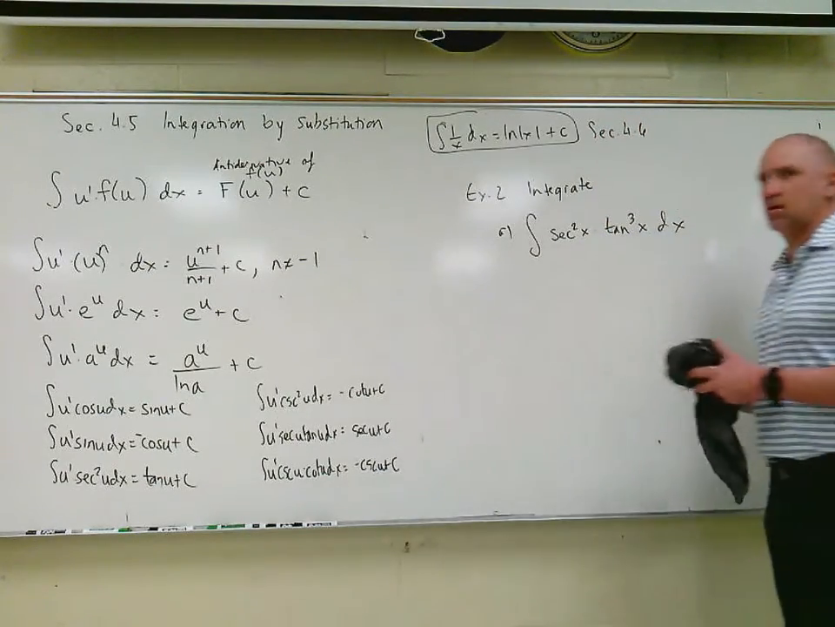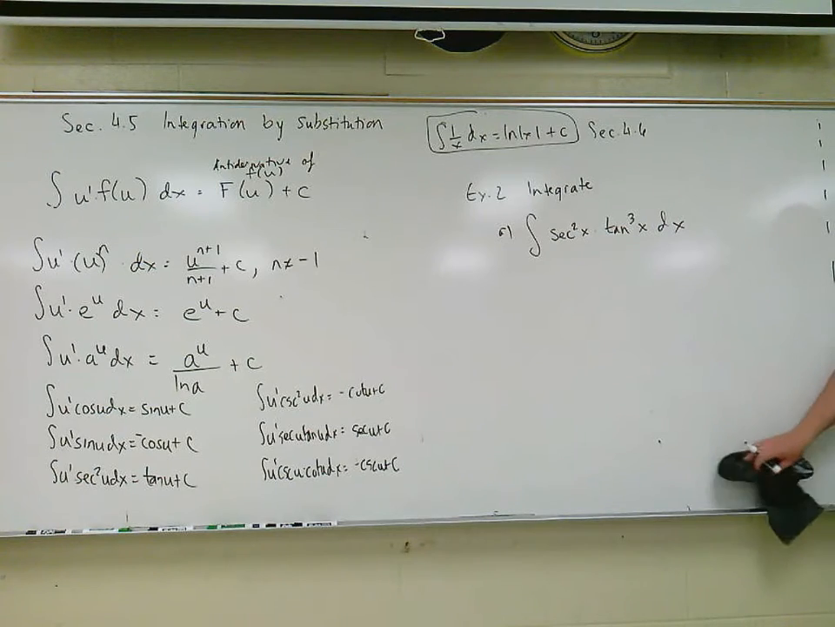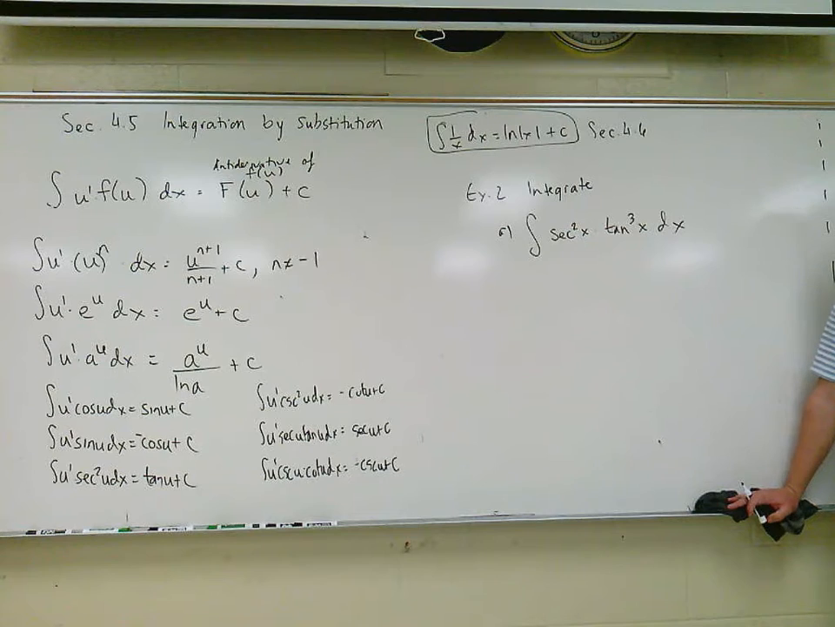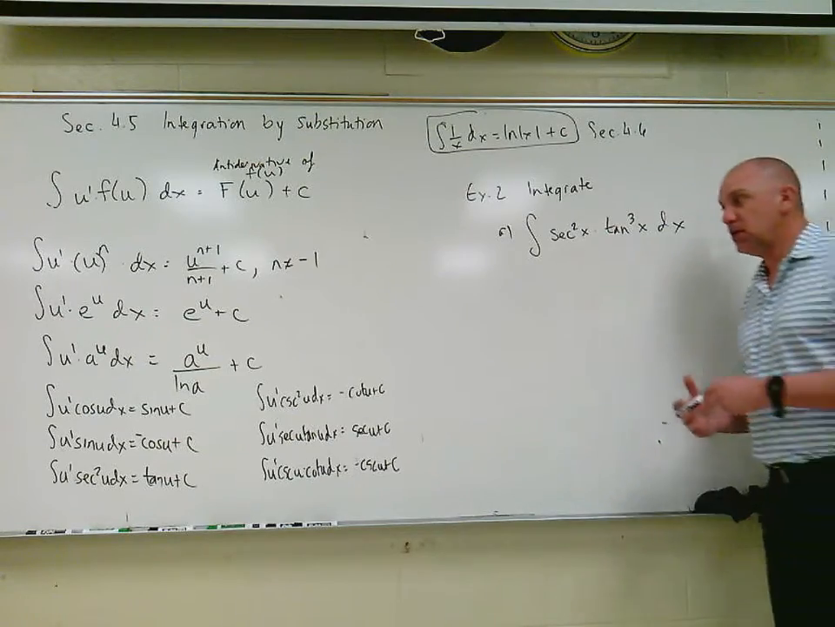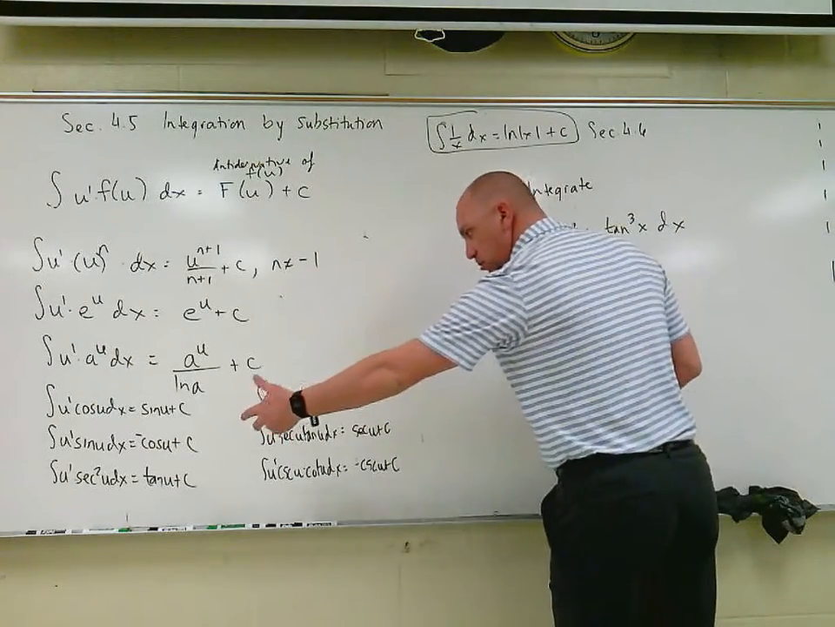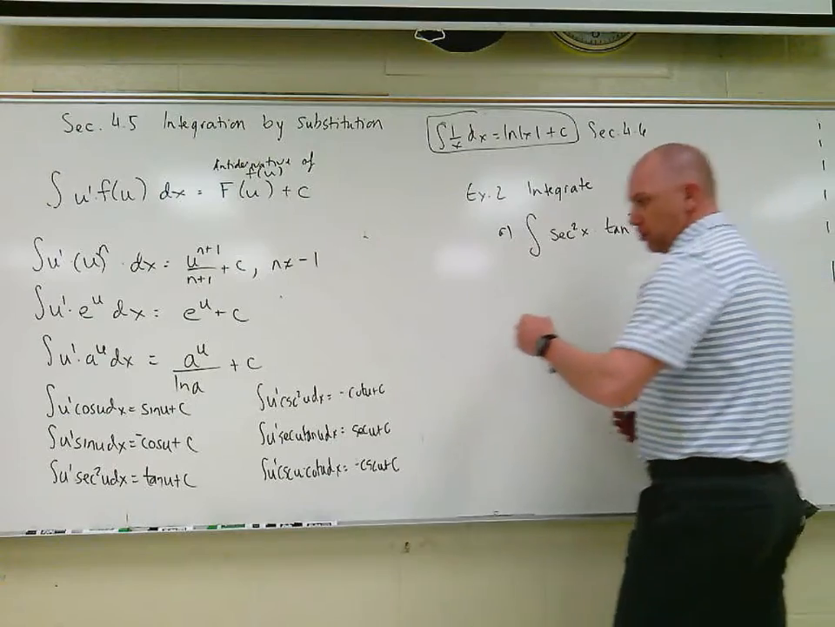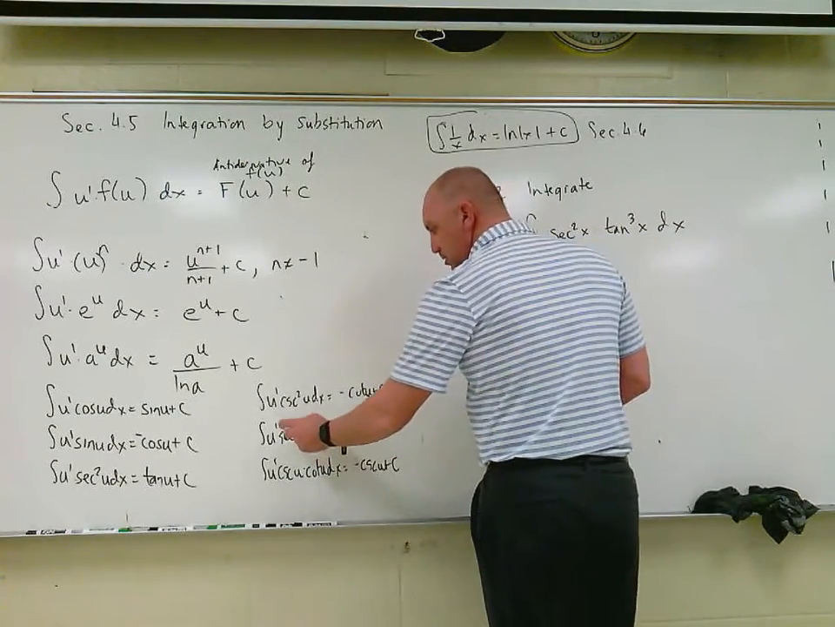All right. Notice once you see the secants and tangents, now your eyes need to go to the trig ones. But if you look at this, do any of your trig rules have a secant squared and a tangent cubed in it? No. So now we have a little bit of a problem. It's not going to match any of these, right? These are literal. For it to be this one, it has to be secant u, tangent u.